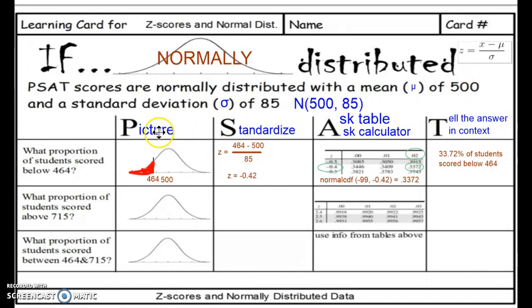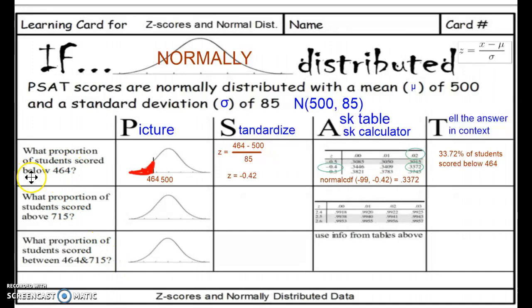So by doing all of this, drawing a picture, standardizing by finding the z-score, then asking your calculator or your table, then giving the answer in context, this is everything that you need to do in order to answer these questions. The last two questions here: what proportion of students scored above 715, and then finally, what proportion of students scored between 464 and 715?